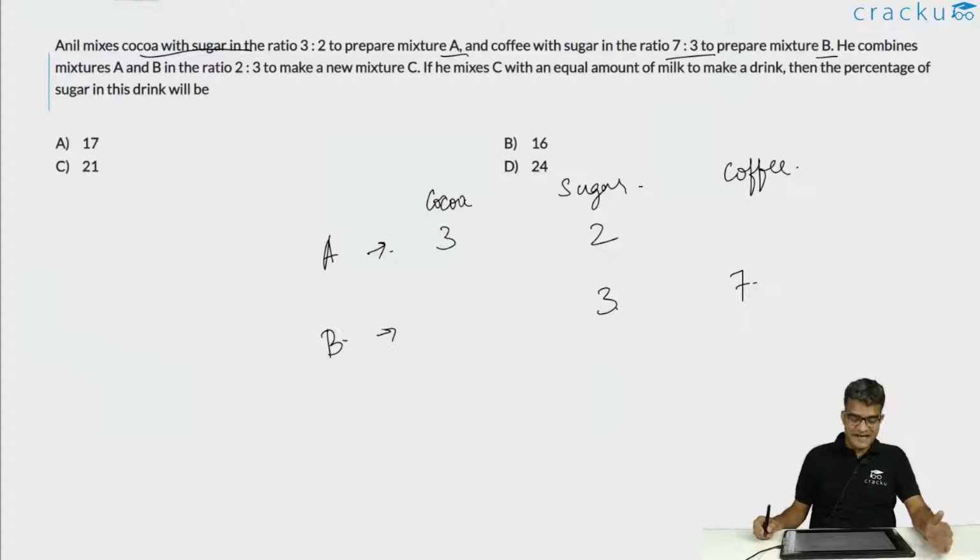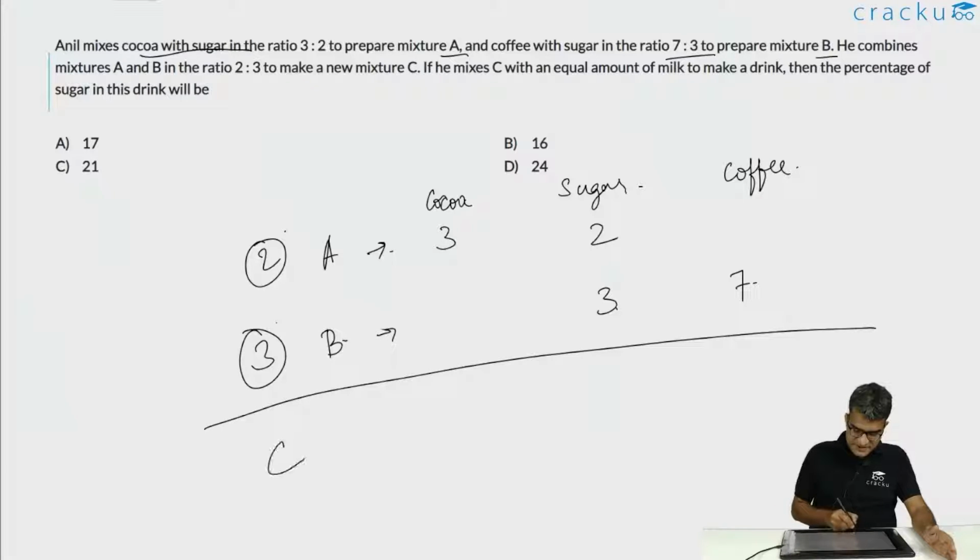Now he combines A and B in the ratio 2:3. So of A he has 2 and of B he has 3 to get a mixture C. And with C he mixes an equal amount of milk to make a drink. We are required to calculate the percentage of sugar in the drink. Before we calculate the percentage of sugar in the drink, let us calculate the percentage of sugar in mixture C.